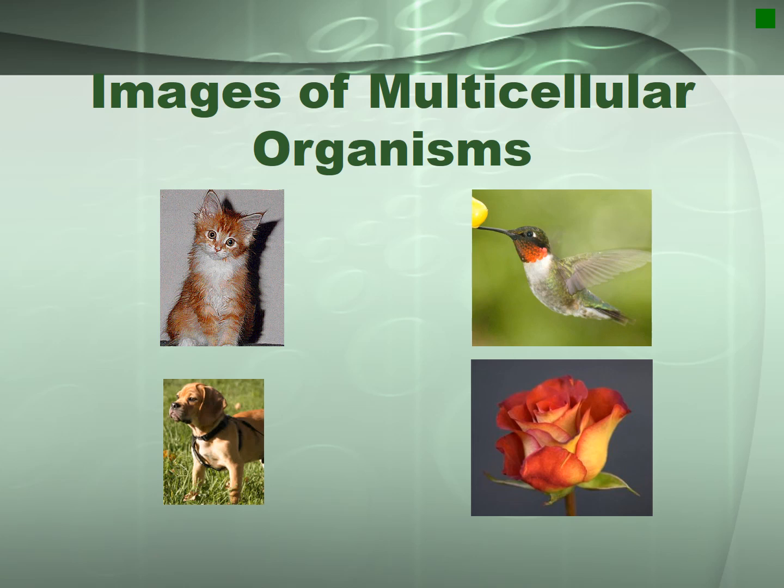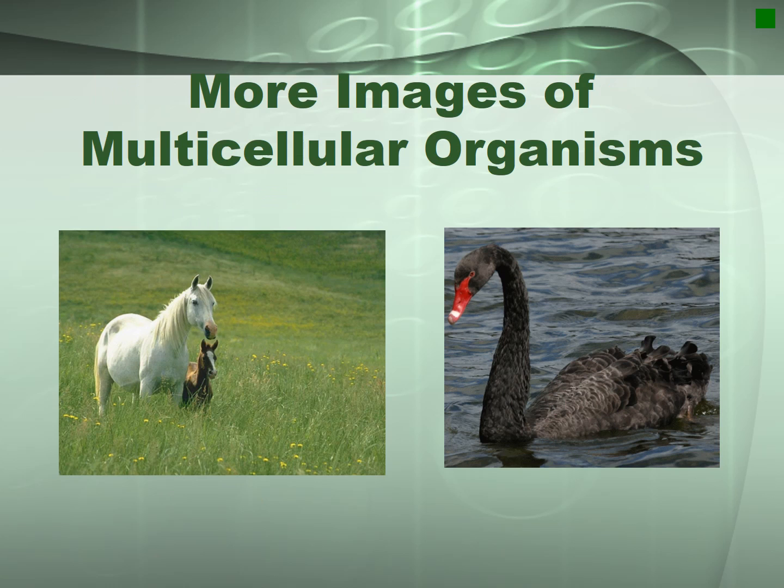As you can see here, we have images of multicellular organisms that you find on the planet. An example, of course, being a kitten in the upper left-hand corner, a puppy dog in the lower left-hand corner, a hummingbird in the upper right-hand corner, and in the lower right, a rose. So as we talked about in the previous slide, multicellular organisms cover a lot of different organisms that you see here on the planet. And we can continue with a few more images of multicellular organisms. On the left, you have a horse, and on the right, you have a swan.